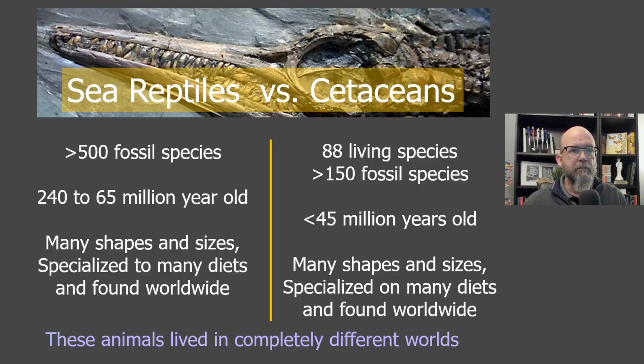Then you've got the cetaceans. There are 88 identified living cetaceans. We've got over 150 fossil species of cetaceans. And they're spread across about 45 million years of history, from 45 million years ago all the way up to the present. Of course, they come in many shapes and sizes, specialize in many diets. You've got filter feeders, clam eaters, fish eaters, and more vegetation eaters. So you've got a variety of different diets, and they also are found worldwide in marine habitats and even in a few freshwater habitats.